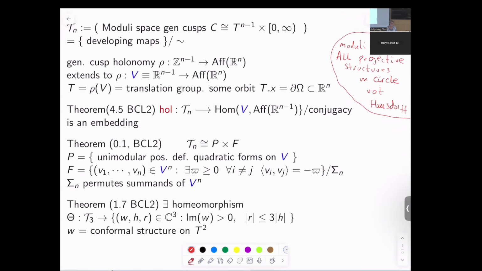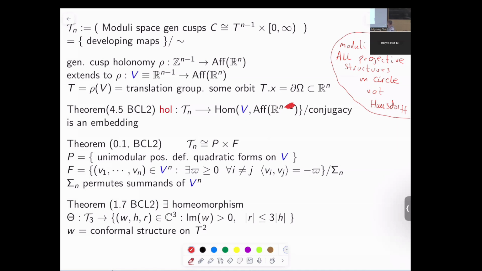Yes. Your question is, why is rho defined on R^(n-1)? Is that right? Oh, yeah, thank you. That is affine maps of R^n. So I guess my question was why you target the homomorphism to the affine group as opposed to C^(n-1).